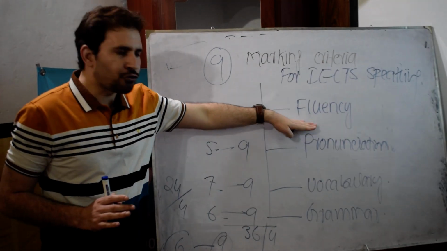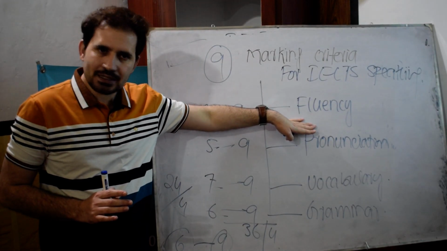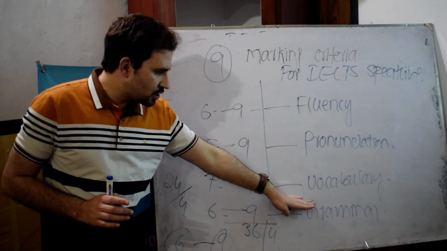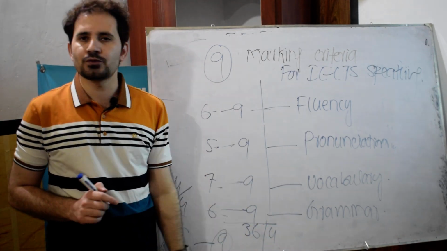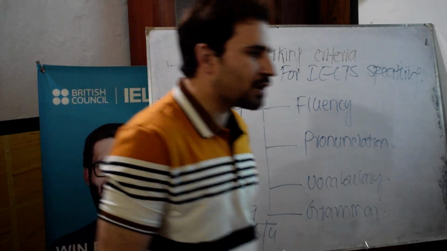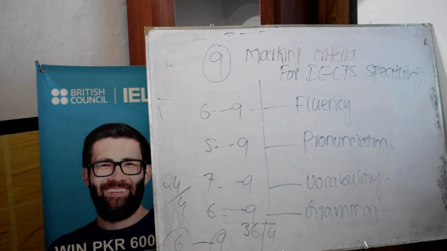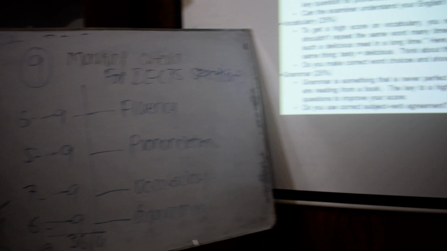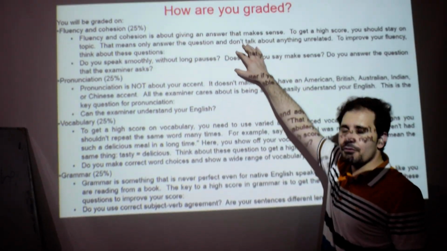So improve, first of all, your fluency. This is the first basic thing. You need to improve your pronunciation, your vocabulary, and your grammar. Let's talk one by one about the things that the examiner will be looking for. As I said earlier, these are the four areas.